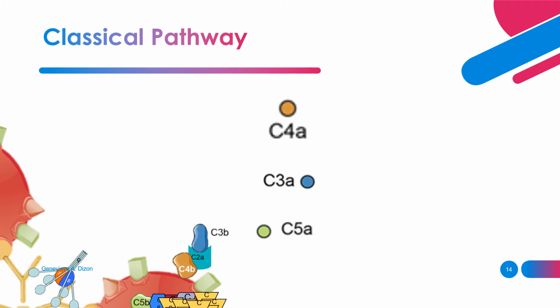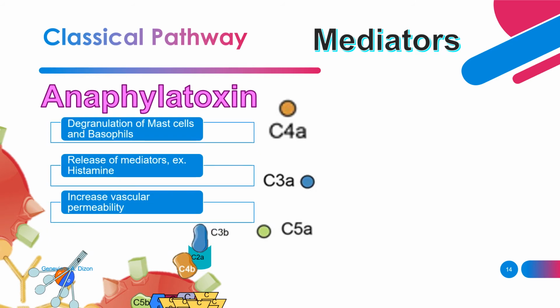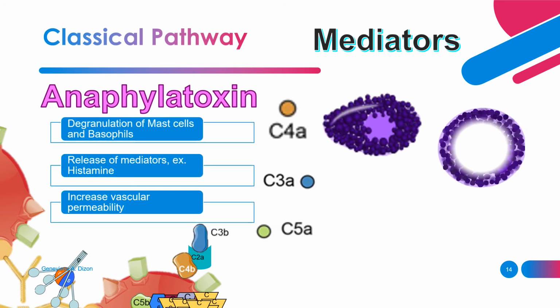The second function of the classical pathway is the generation of mediators. C4a, C3a, and C5a that were produced during the classical pathway activation are all considered as anaphylatoxins. These components act on mast cells and basophils for degranulation. These cells will then release mediators like histamine to increase the vascular permeability of the blood vessels. This allows an increased leakage of other complement and other plasma proteins to the site of infection.